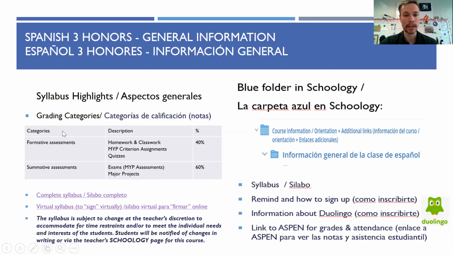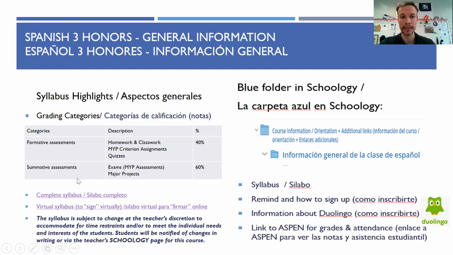The grading categories are basically divided into 40% for formative assessments. That's smaller assignments like homework and classwork, small quizzes. And then summative assessments count for 60% of the total grade each semester. And that includes what are often called exams, though I don't like to use that word necessarily. MYP assessments, which many students are familiar with, and major projects.